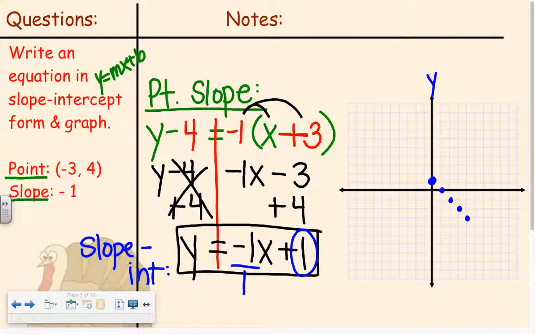So let's see if my answer is probably correct. My slope was -1, yep. And my point should be (-3, 4). Does my line go through the point (-3, 4)? Yes, it does.